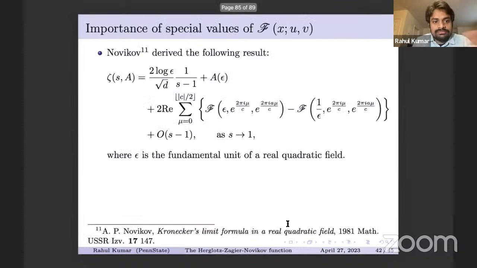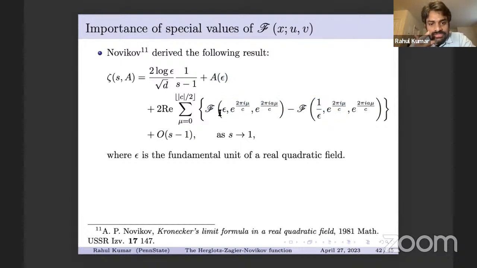So why are we interested in special values? It is due to the following reason. This is the Kronecker limit formula derived by Novikov. Here you have the 1 over s minus 1 term, which gives you the residue at the pole. And this A epsilon function is a little bit complicated. It depends on the fundamental unit of the real quadratic field. I have not mentioned that function because it is not interesting to our discussion today. What is interesting is that this Kronecker limit formula contains this combination of f at epsilon and at 1 over epsilon.